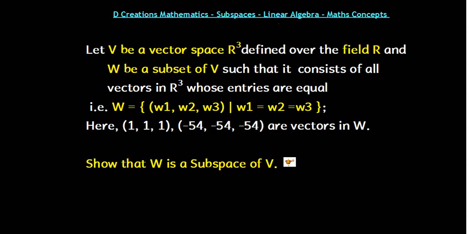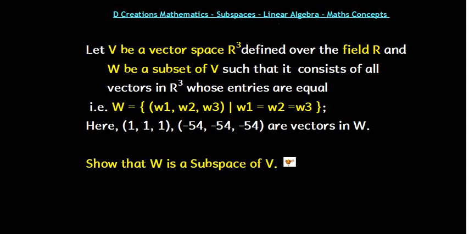So for that matter, let us consider V as a vector space R^3, which is defined over the field of real numbers. Now, if you want to revise the concepts such as vector space, subset, sets, etc., you can refer to the earlier episodes. We have discussed it all in detail.